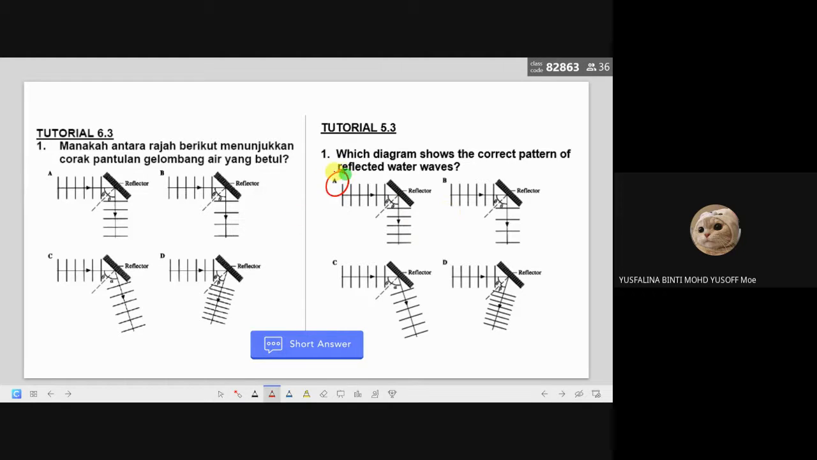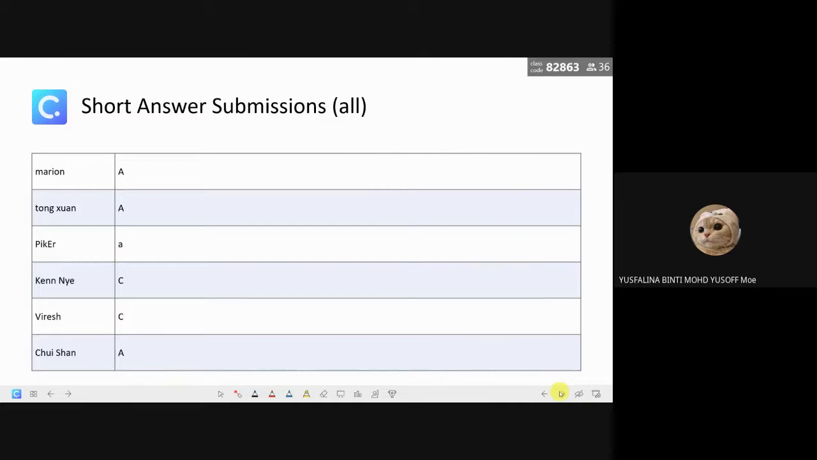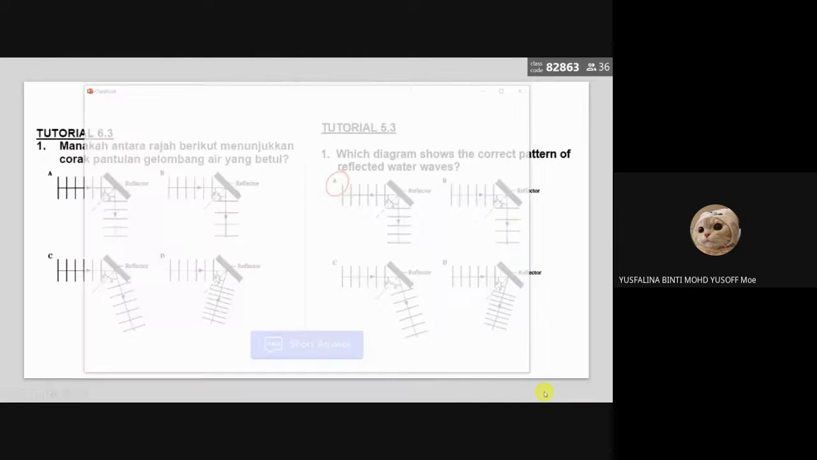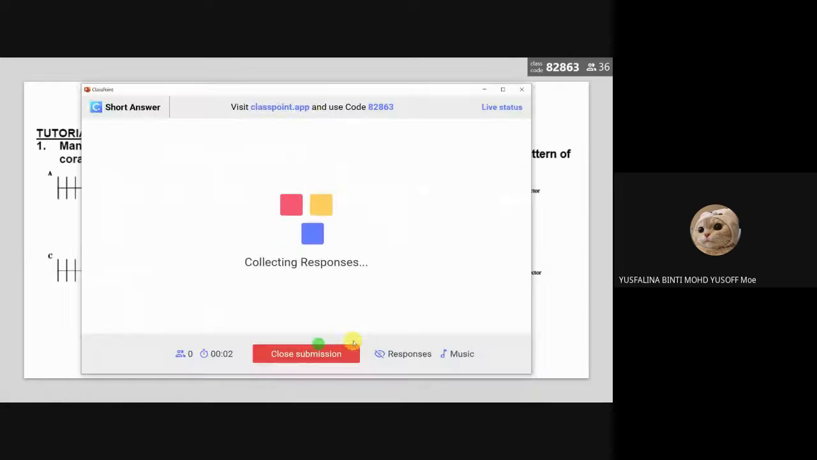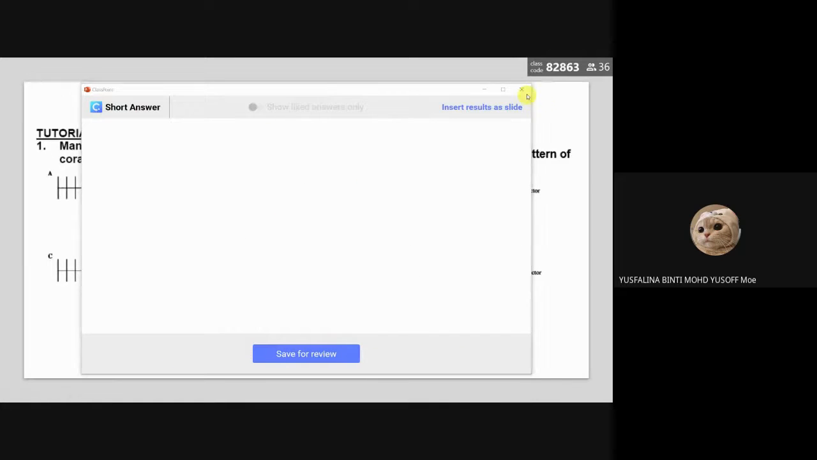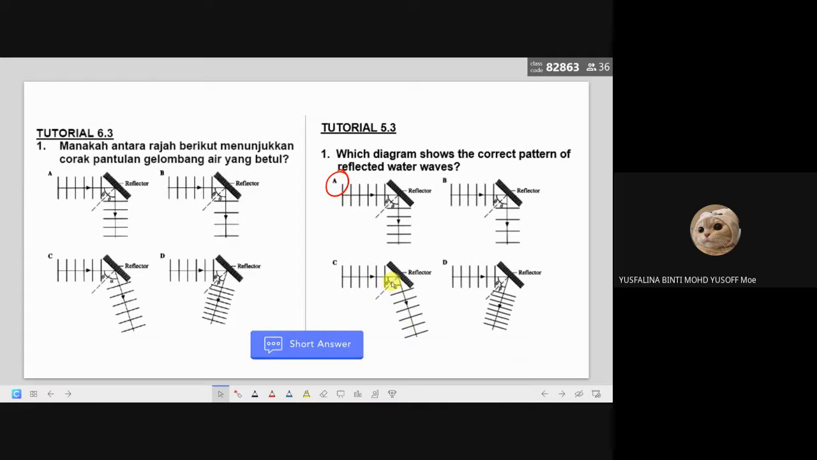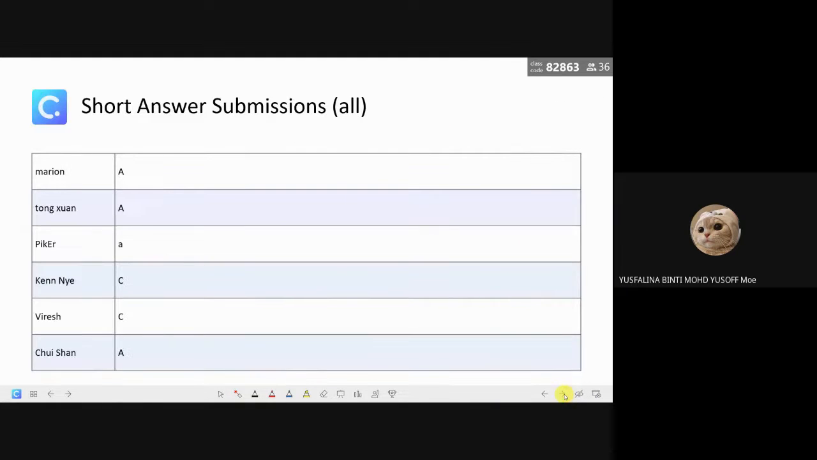So let's check your answer. A, C. Okay, some answered C. Why C? Okay, no need to answer. So for this one the angle is changing. The law of reflection says the angle must be the same. So this one is theta, and this one should also be theta. So mostly got A.